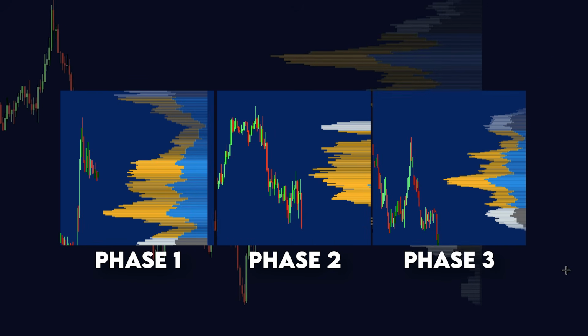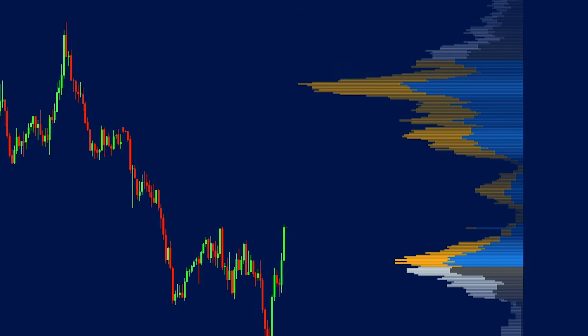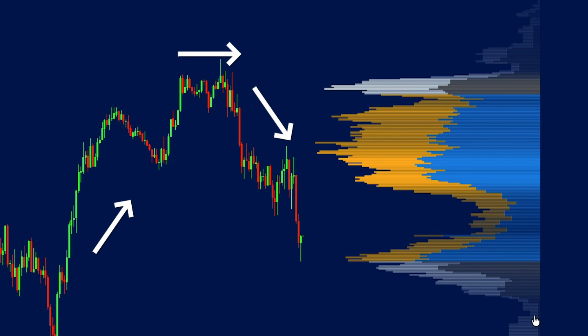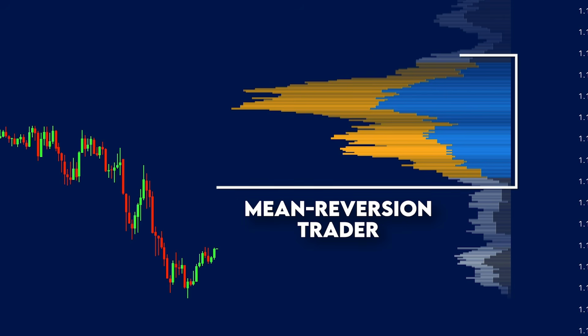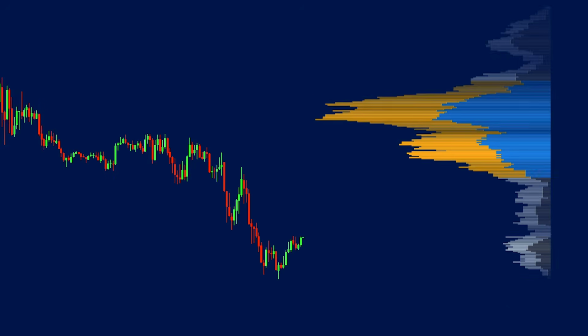Now let me show you how institutions actually use these distributions. Phase 1. Distribution context. Before you even think about entries, you identify the current active distribution. Where is price accepting value right now? If price is rotating inside a distribution, fades and rotations dominate. If price leaves a distribution and fails to return, continuation dominates. This immediately tells you what type of trader you should be. Mean reversion trader inside distributions, momentum trader between distributions. Most traders mix these and get chopped.